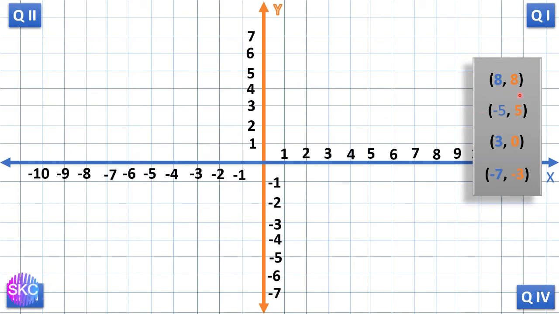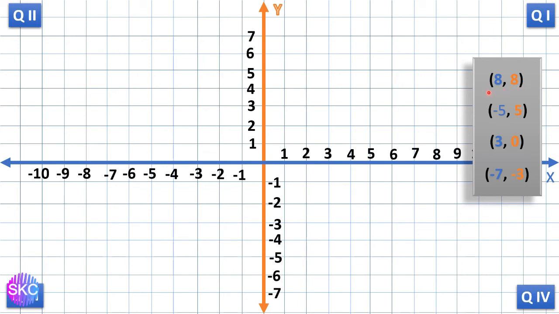8, 8. So the first thing we need to consider is the value of x, which is 8. Positive ang 8 sa x, positive din yung 8 sa y. So that means the point is located on what quadrant? Okay, quadrant 1.